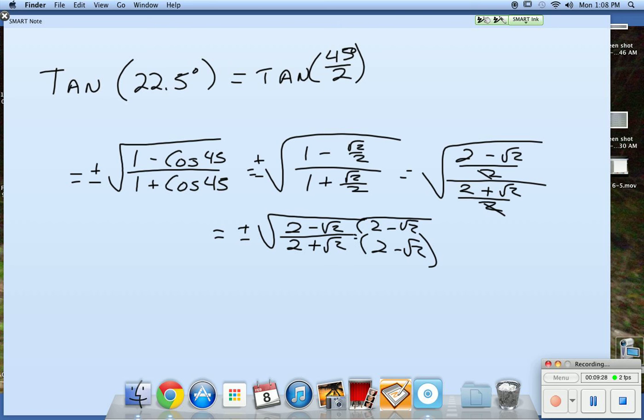So what ends up happening? Plus or minus, I'm going to get 2 minus the square root of 2 coming out. Right? And inside is going to be 1 over 4 plus 2. So it's going to end up being plus or minus 2 minus square root of 2, square root of 1/6.